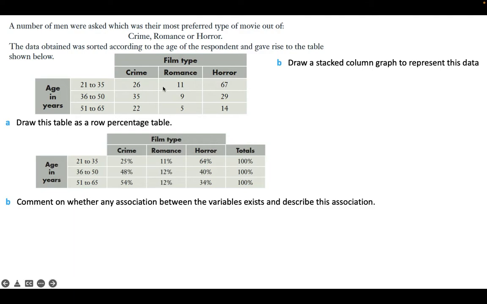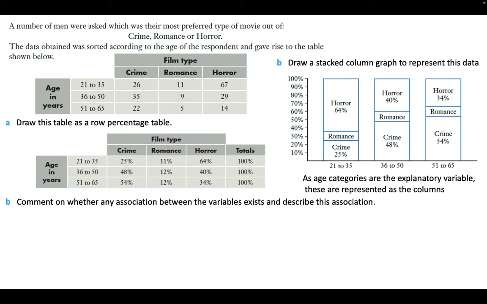So here we've got 26 plus 11, which is 37, plus 67 is 104, if my maths is correct. So there's a total of 104 people that were surveyed between 21 and 35. So 26 out of 104 of those people like crime movies, which represents 25%. And then so on across all the different categories. So then the next question was to draw a stacked column graph for that. So pause and do that, and then come back.